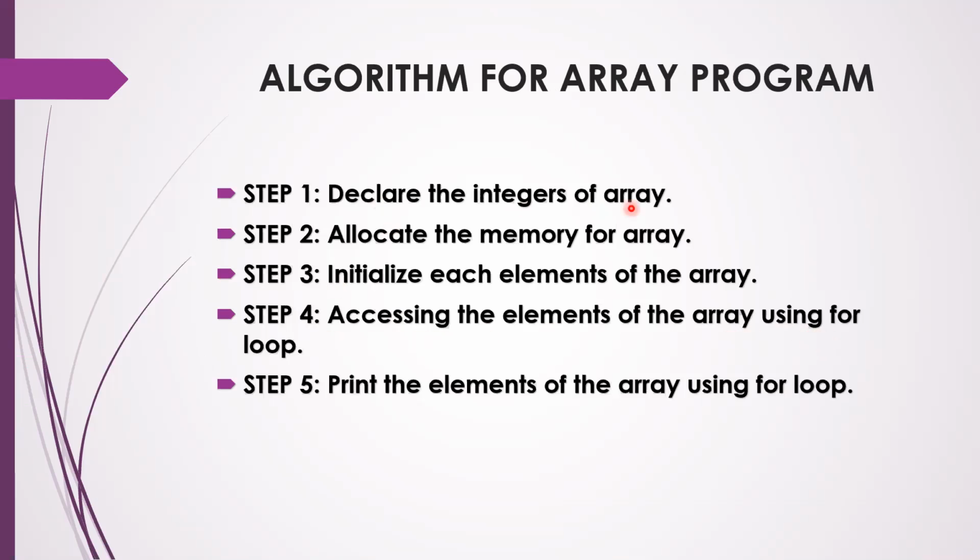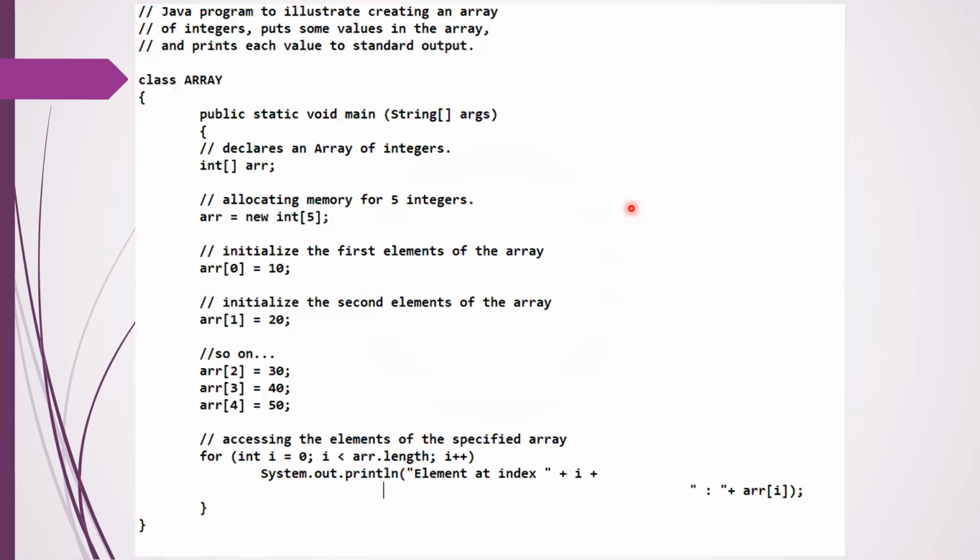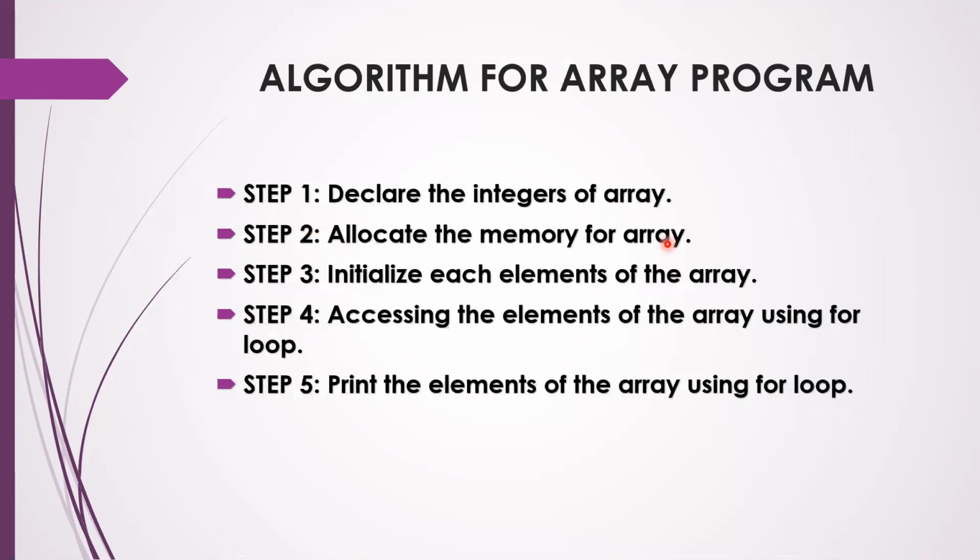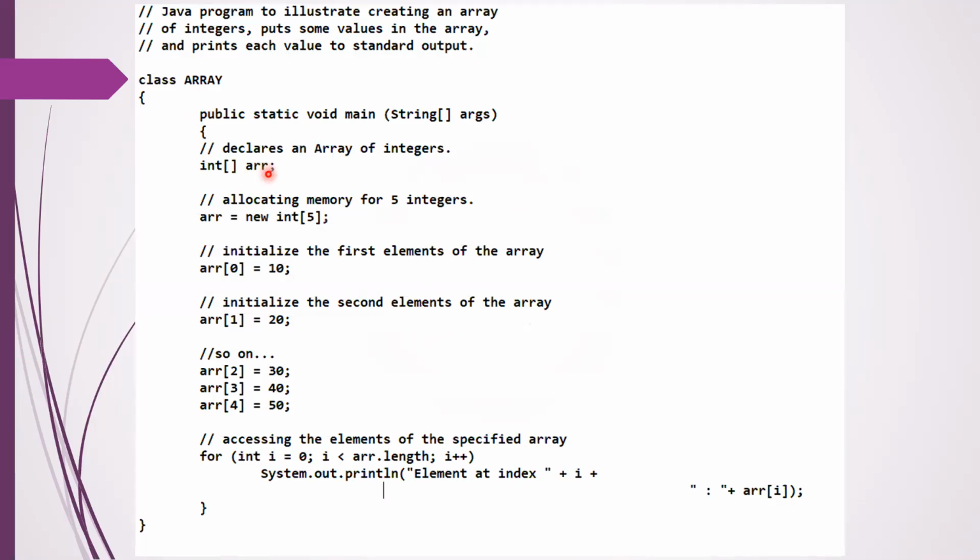Once the algorithm is written, you can write the program. Declare the integers of array. How will you declare? We have to give the type followed by the square brackets, then followed by the array name. Then we have to allocate the memory for 5 integers. So step 2 is allocate the memory of array. In order to allocate, we give the array name arr, then use the new keyword followed by the data type you're using, integer, and how much memory you're going to allocate, 5. This is how you allocate memory.